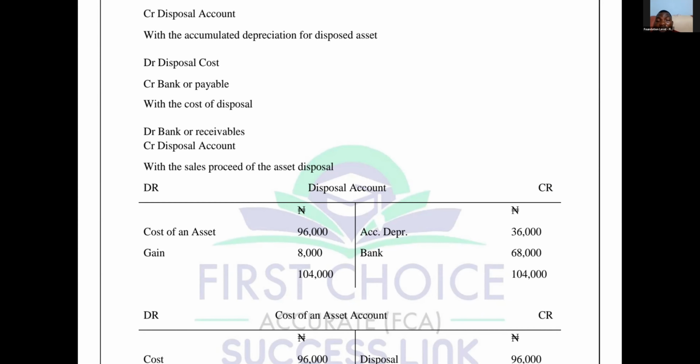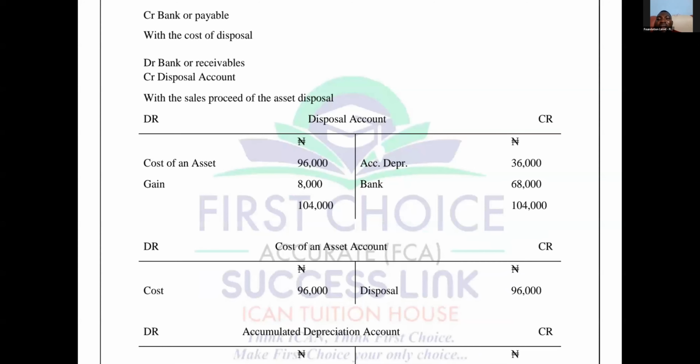My cost is coming from the asset account. So I credit my asset account and debit my disposal account. That's 96,000. Can you see that under the disposal account? Cost of an asset disposed, 96,000. Look at the cost of asset account. I have disposal on the credit side, 96,000. So it has netted off the figure that I have in my asset account.